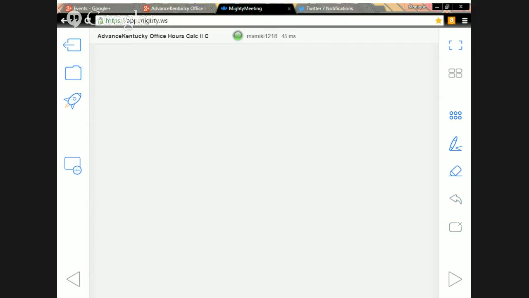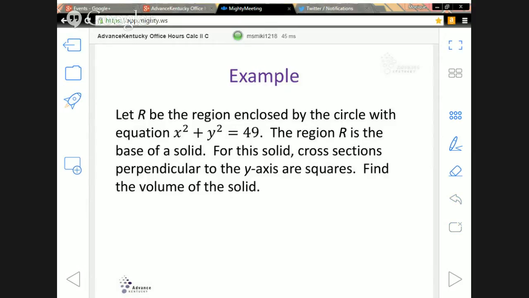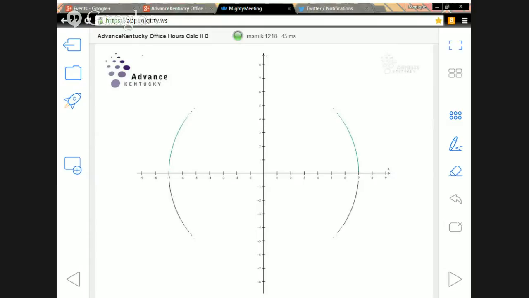So here's my example. R is a region enclosed by the circle with the equation x squared plus y squared equals 49. The region R is the base of a solid. For this solid, cross sections perpendicular to the y-axis are squares. Notice I said y-axis because you asked for that. Find the volume of the solid. Okay. So let's start with the base.